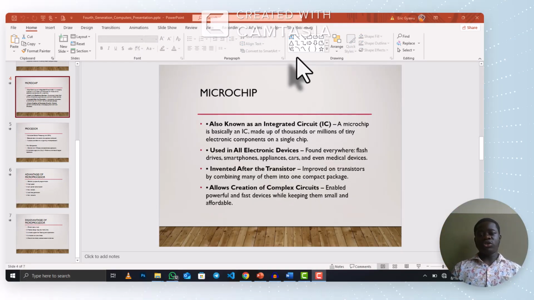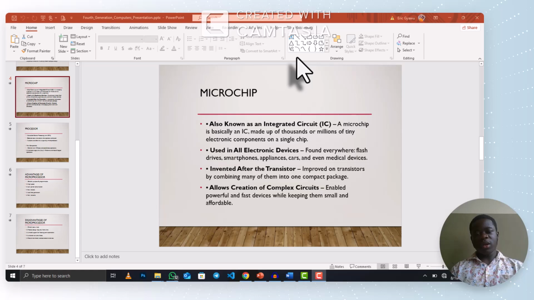So, our next topic will be about microchip. Microchip is also called integrated circuit, that's the IC. It's made up of thousands of millions of tiny electronic components on a single chip. So, that's how microchip is made. And also, microchip is used in all electronic devices that are found everywhere. So every electronic device uses microchips, such as flash drives, smartphones, appliances, cars, and even medical devices.